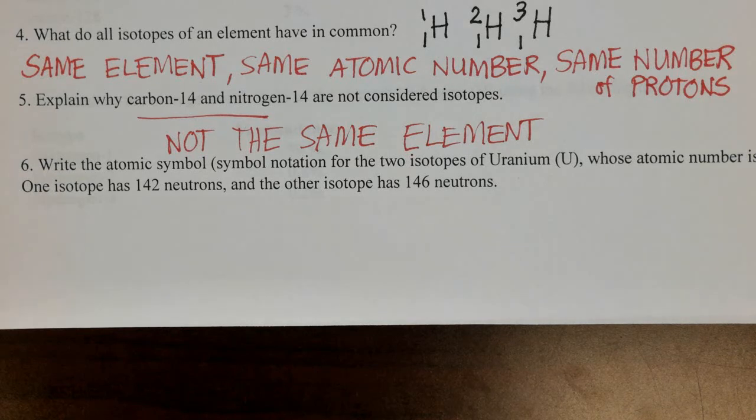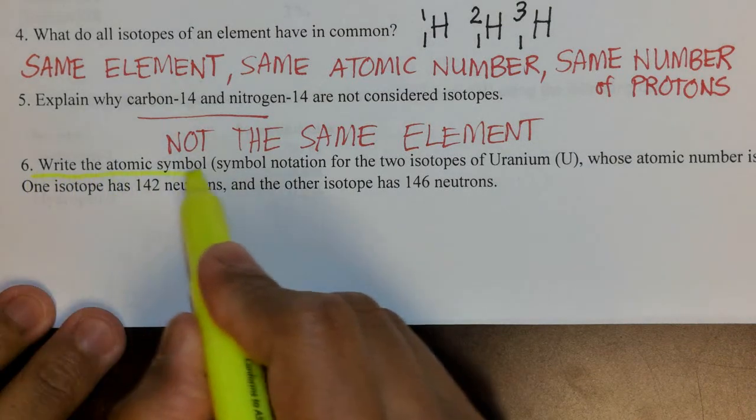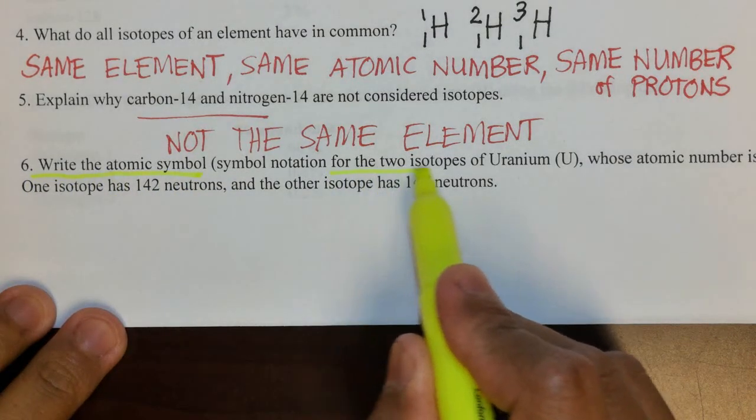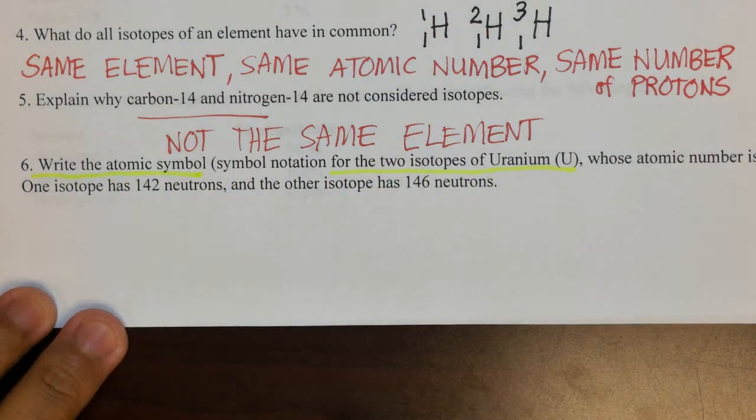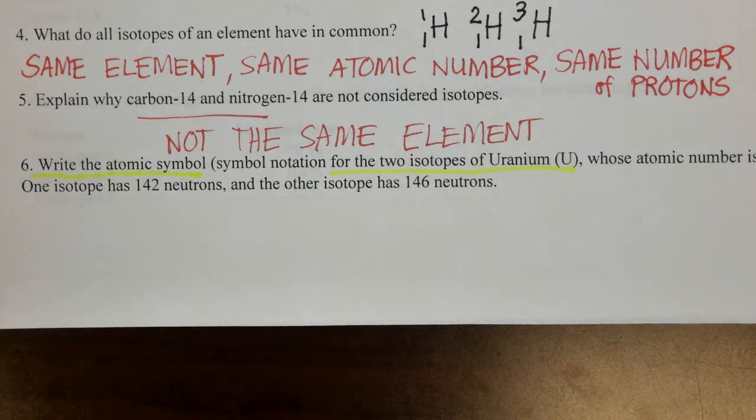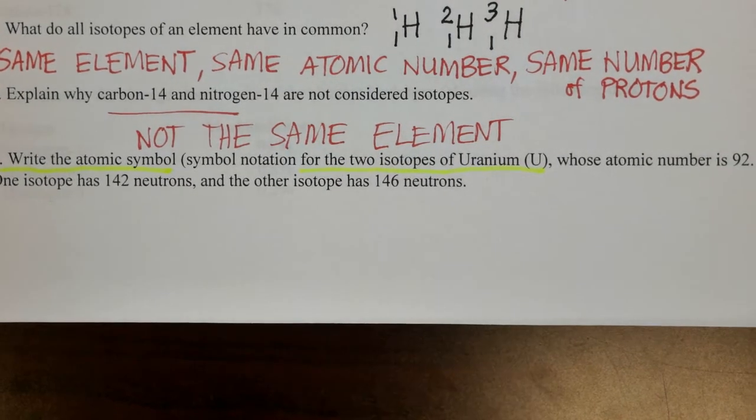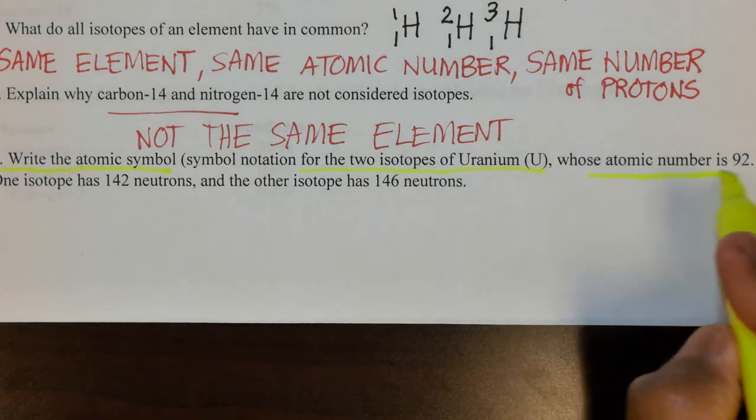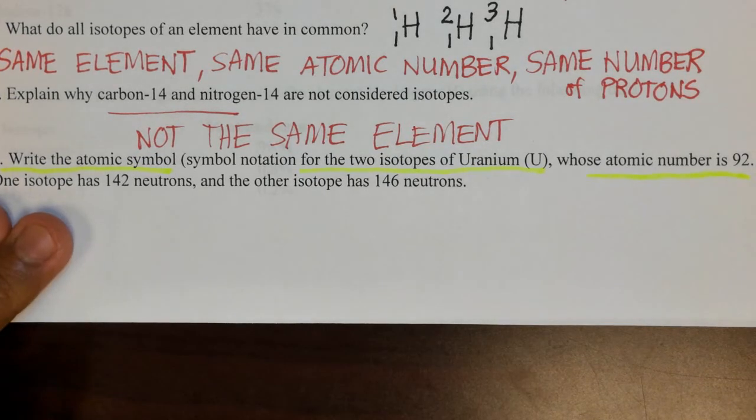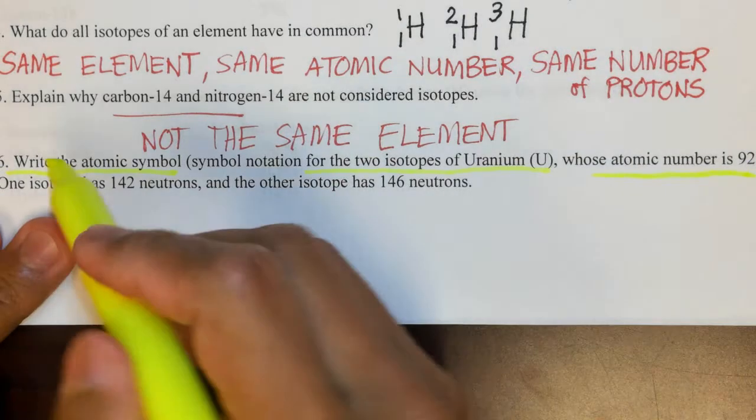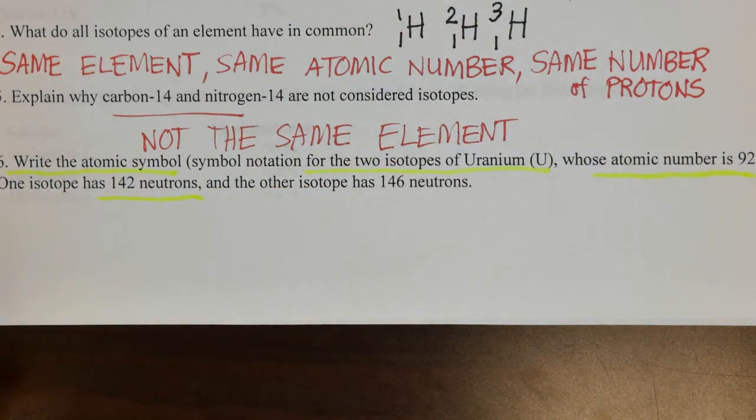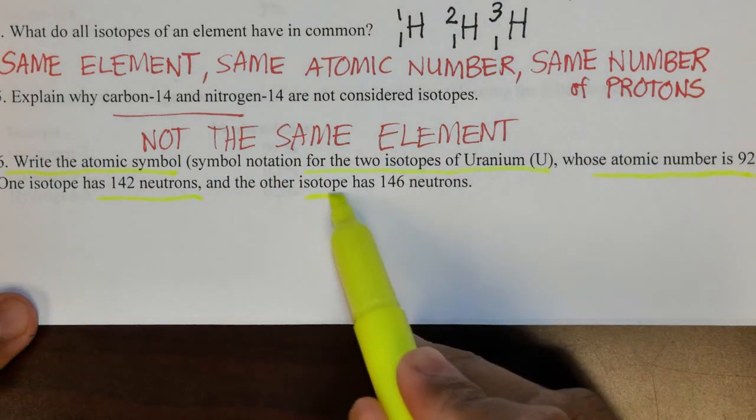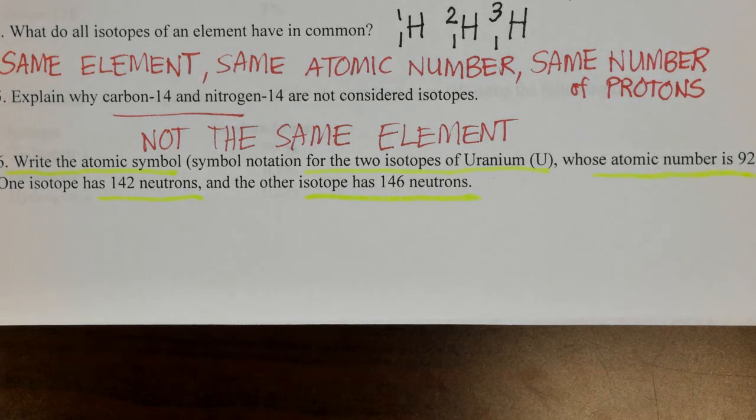We are asked to write the atomic symbol for the 2 isotopes of uranium whose atomic number is 92. And then it says here that one isotope has 142 neutrons and the other isotope has 146 neutrons. That's kind of a lot, Miss Narca. So let's break this down. Whatever is in our given, let's put it in writing.